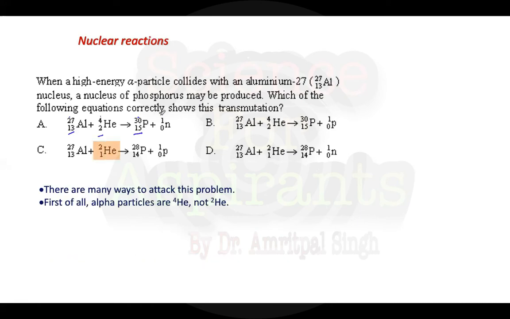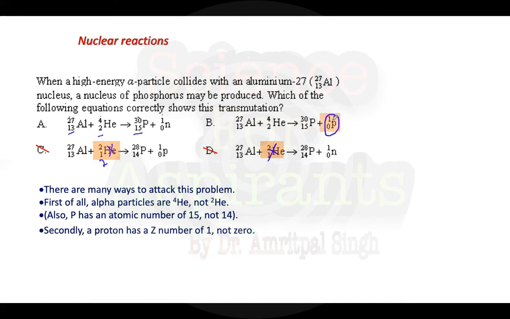Otherwise you can use the elimination method, because helium has 2 protons and mass number 4. So here it is written 1:2, so it is wrong. Here it is also wrong. So you can eliminate this and this, and along with that here it is written proton. Proton does not have a 0 number, so you can also eliminate this. So the only option left is option A.